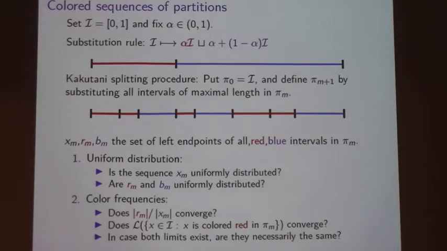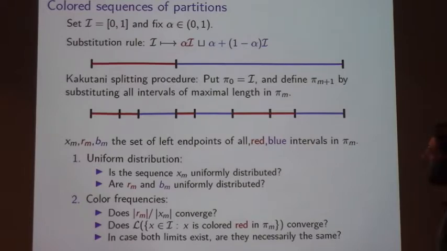And the second type of questions is about frequencies of colors. So a first frequency would be, does the ratio between the number of red intervals and the total number of intervals converge? And does the measure of the red set converge? So obviously, given a point, it changes colors infinitely many times. But you can still ask about the volume of the entire red set.